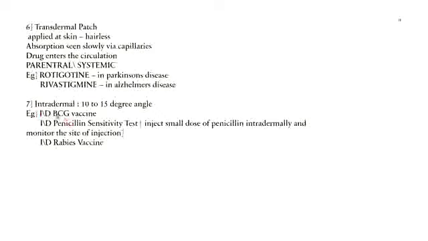Next, seventh is intradermal. We give it at a 10 to 15 degree angle, it is almost parallel. Examples: intradermal BCG vaccine, intradermal penicillin sensitivity test. The site of injection is monitored. Next, intradermal rabies vaccine.